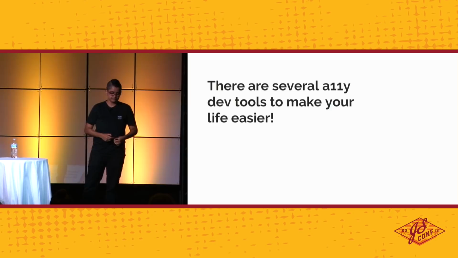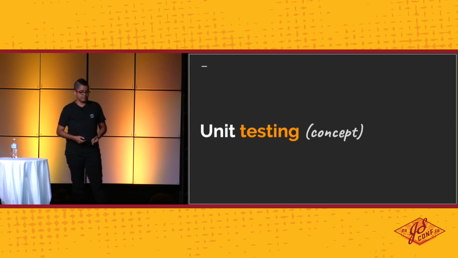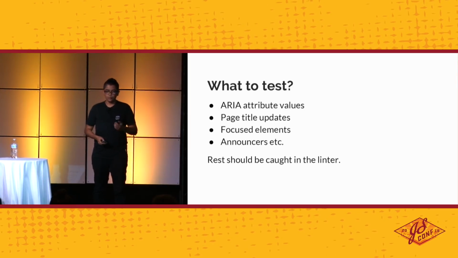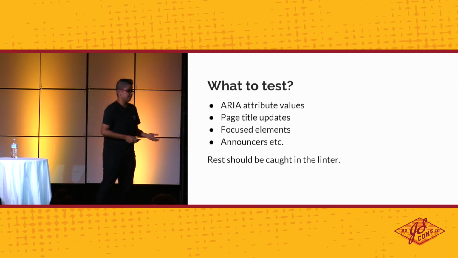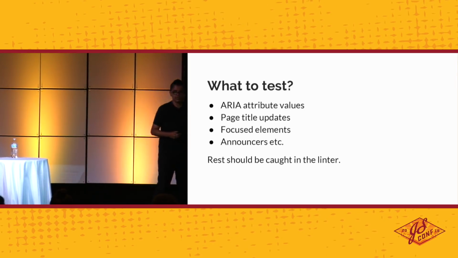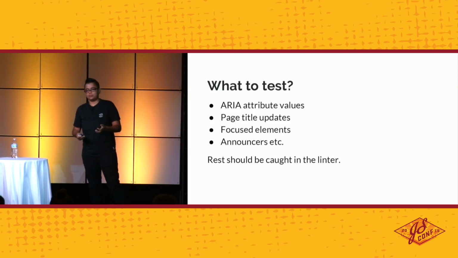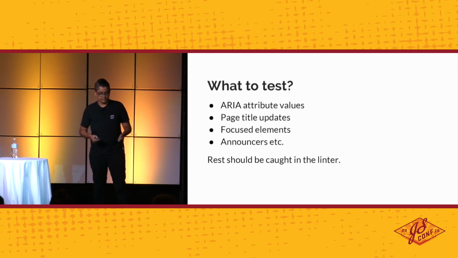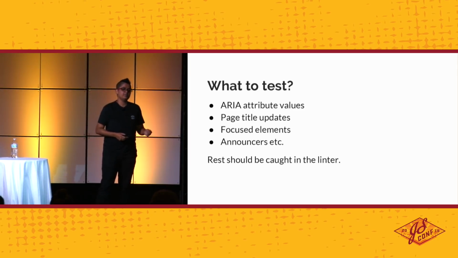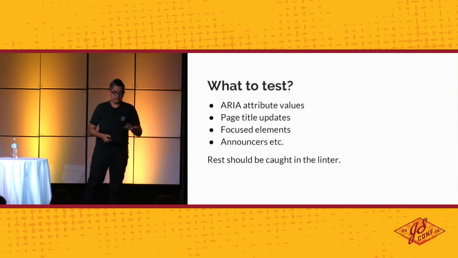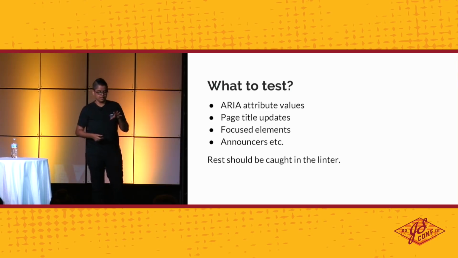Since I don't have enough time, I just want to very briefly dip into unit testing. What are the kinds of things that we should test when we are developing React apps? We should test whether our ARIA attribute values are being set correctly, whether our page title is being updated correctly, whether our elements are being focused when and where they should, whether our announcers are working fine. Everything apart from this should be caught in the linter.